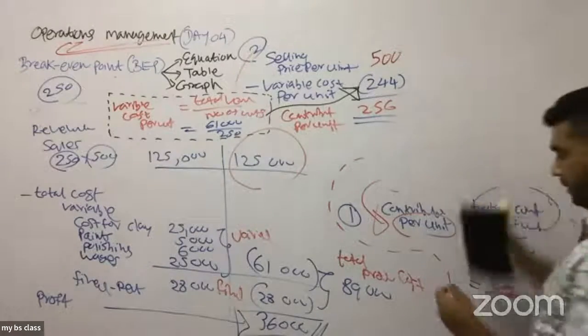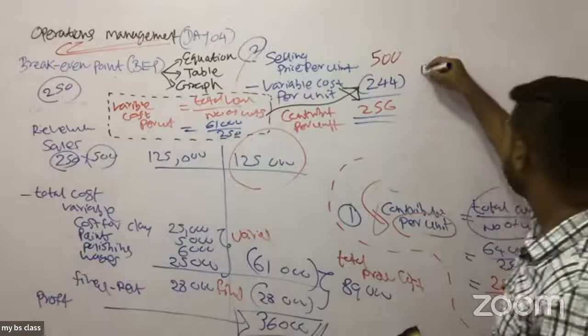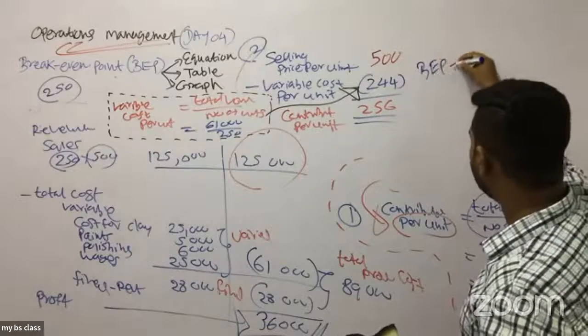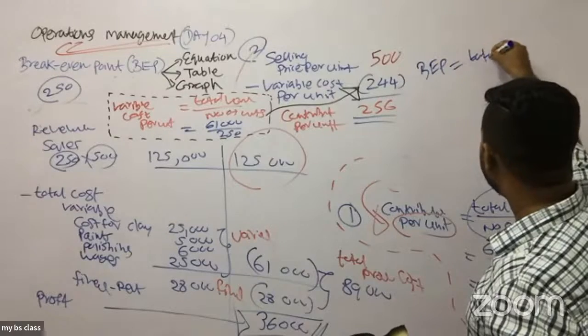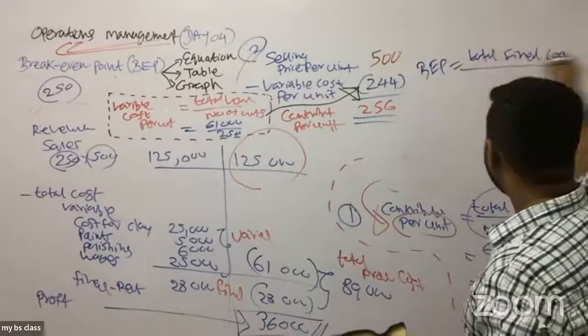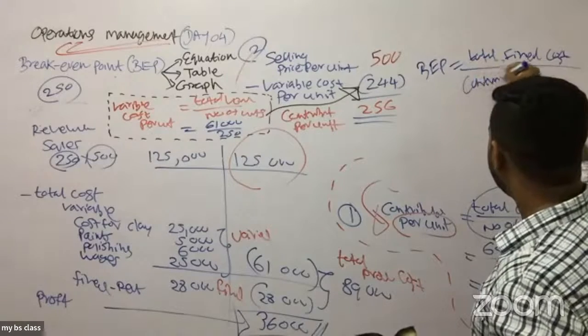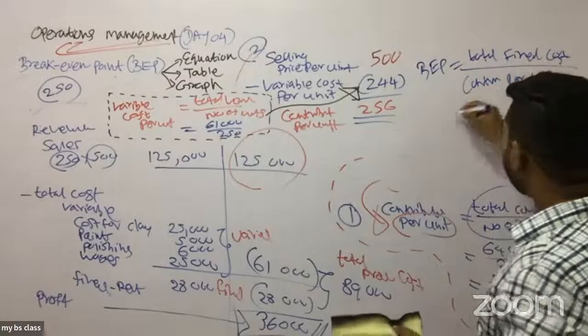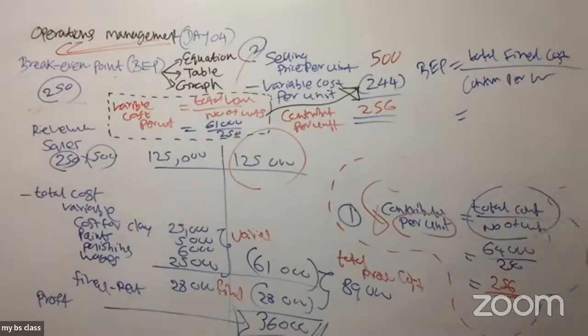So BEP units equals your total fixed cost, right? Total fixed cost divided by contribution per unit.